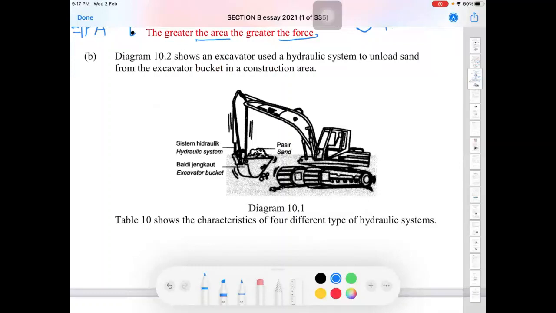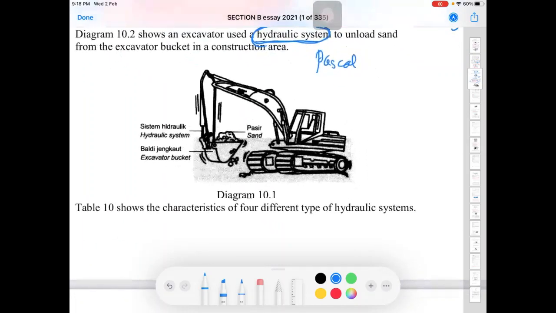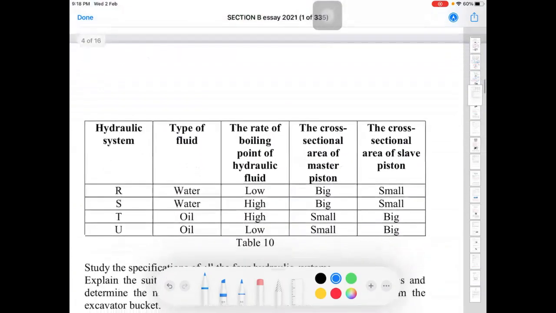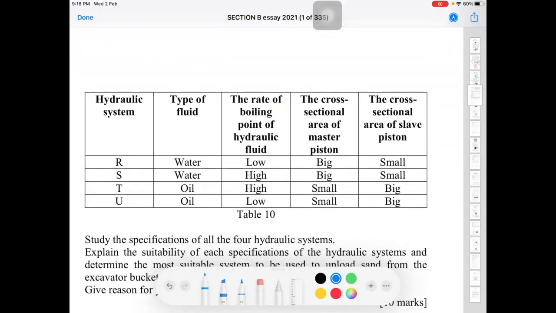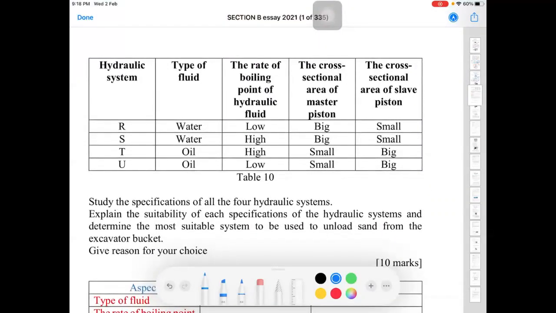Okay, diagram 10.2 shows an excavator using a hydraulic system to unload sand from the excavator bucket. Okay, so here you can already see it will use a hydraulic system. Anything to do with hydraulic, this is Pascal. Okay? Alright. So as usual, you want to make a decision, which one you choose for your hydraulic system. So you have to look first at what you want. So it says you want to determine the most suitable system to unload sand from the excavator bucket.